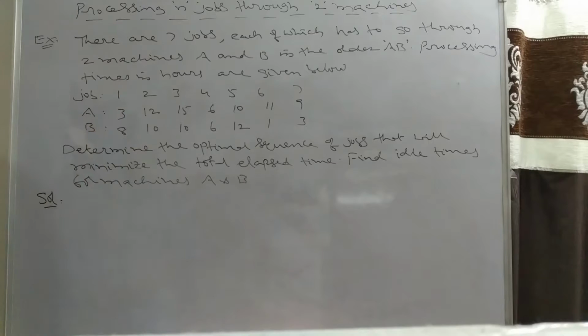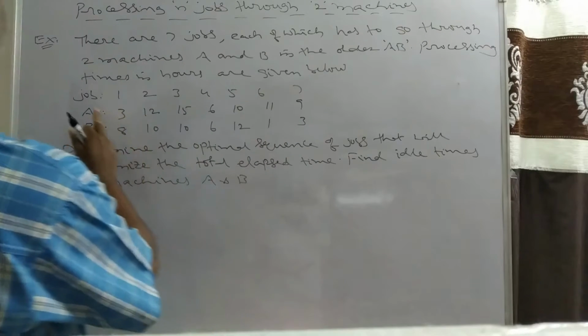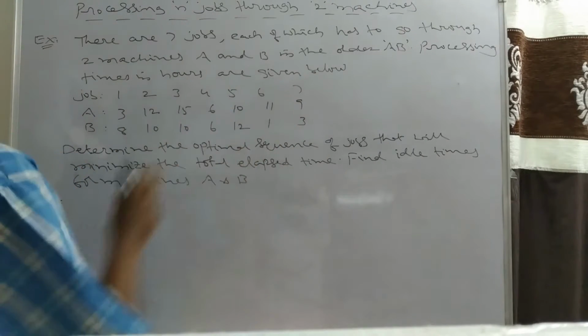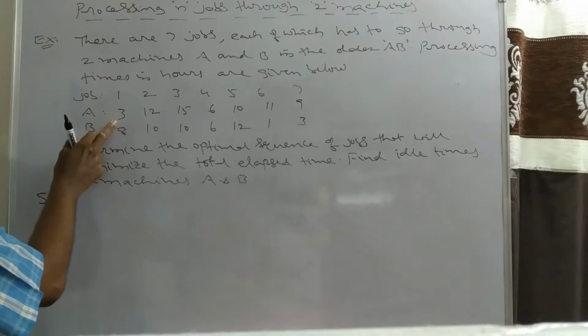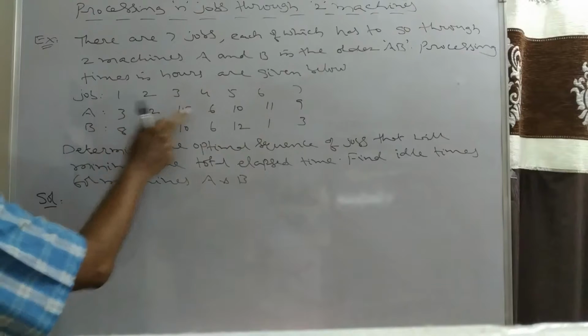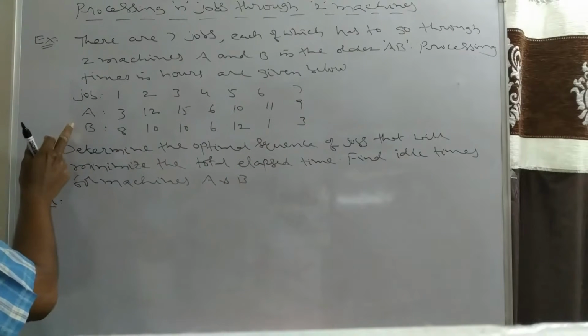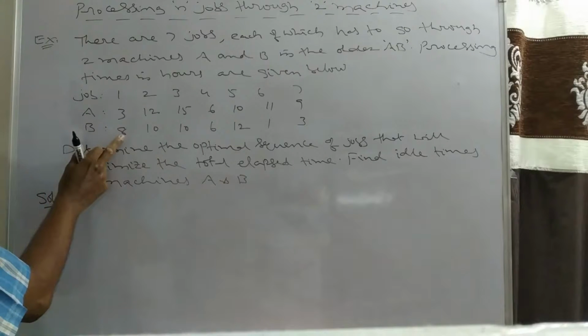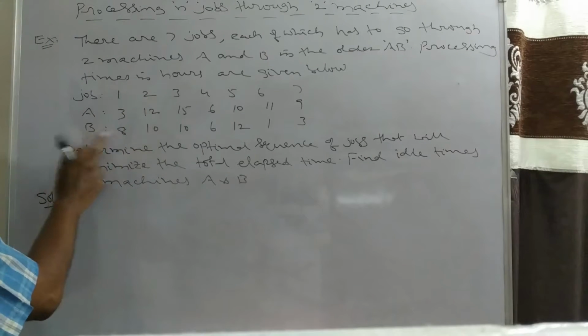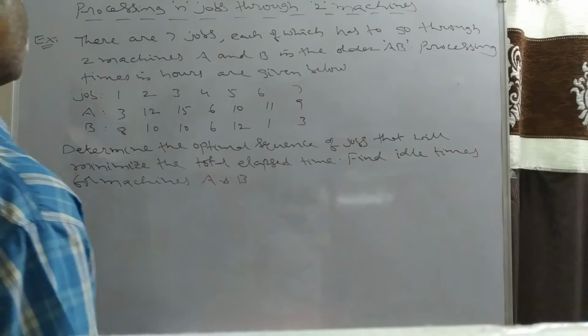And the processing times in hours on each machine are given below. Jobs 1, 2, 3, 4, 5, 6, 7. Processing time on machine A for job 1 is 3 hours, for job 2 is 12 hours, like that. Processing time of job 1 on machine B is 8 hours. Job 2 on machine B is 10 hours, like that.